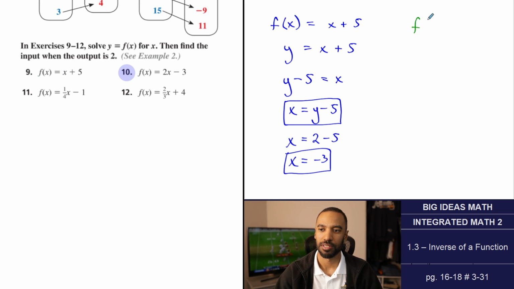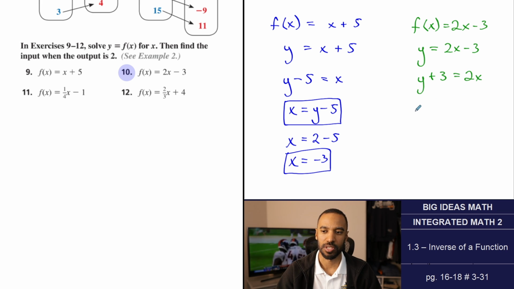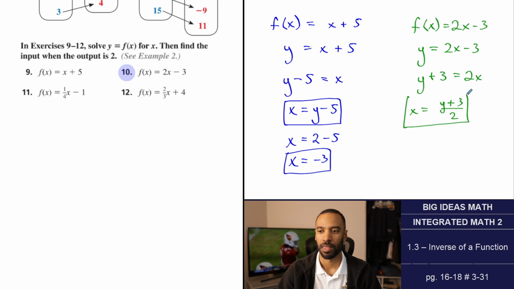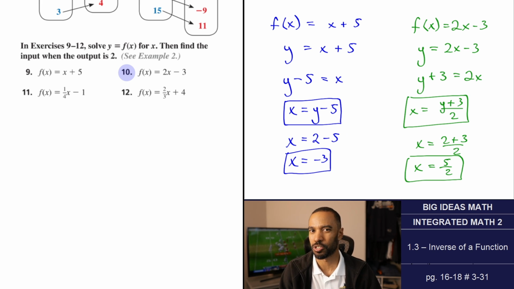f of x equals, we will substitute y in its place. 2 steps to solve for x. I'm going to add 3 to both sides, and then divide both sides by 2. And if you don't mind, I'll just write x on this side already. That's y plus 3 all over 2, like so. Now let's substitute 2 for y, and let's solve for x. That becomes 5 halves, and I'm fine leaving that as an improper fraction. Your teacher should be fine with that as well.